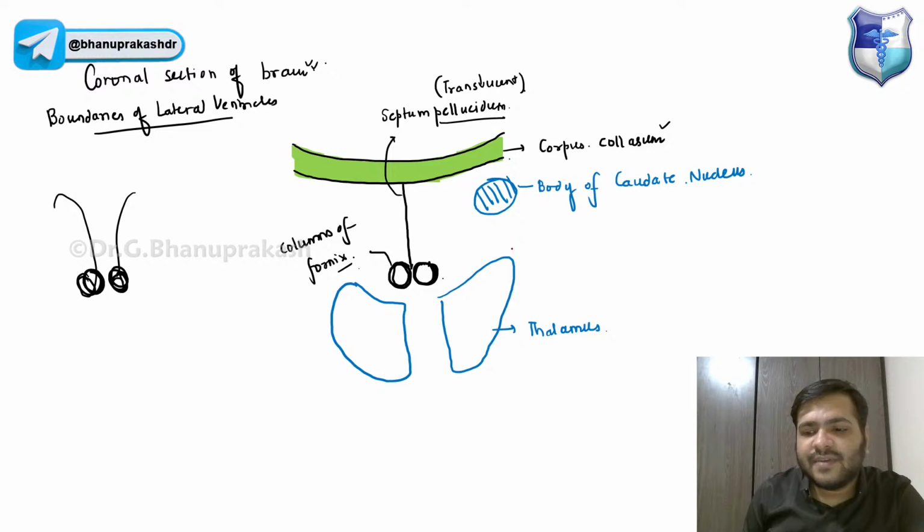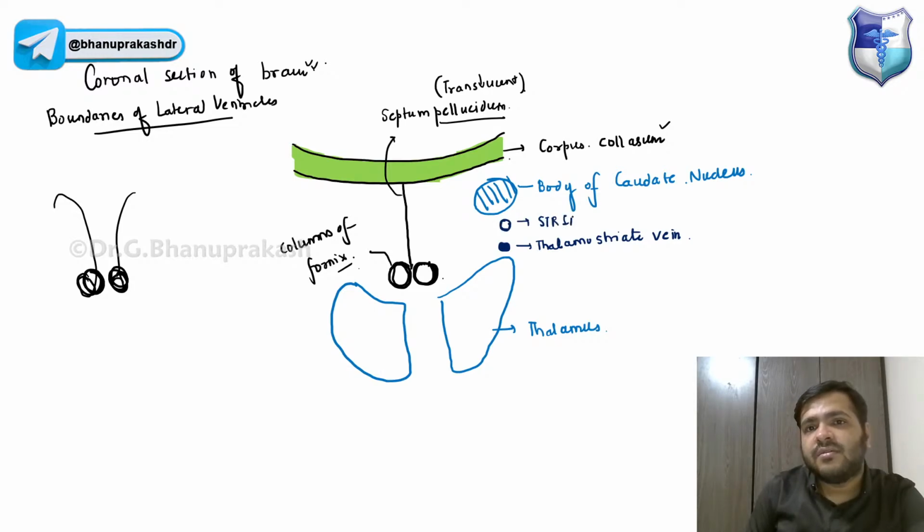Basically we get a vein over here. Let me draw a vein with a blue color. That is called the thalamostriate vein, and above it you will get the stria terminalis.